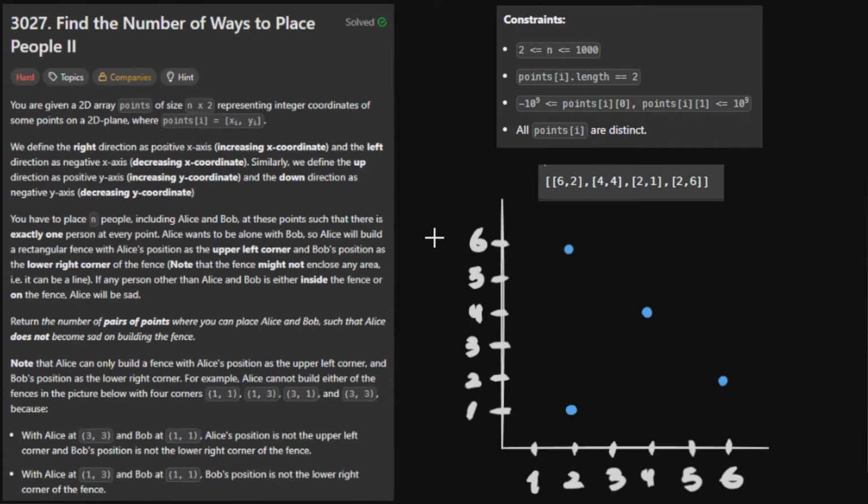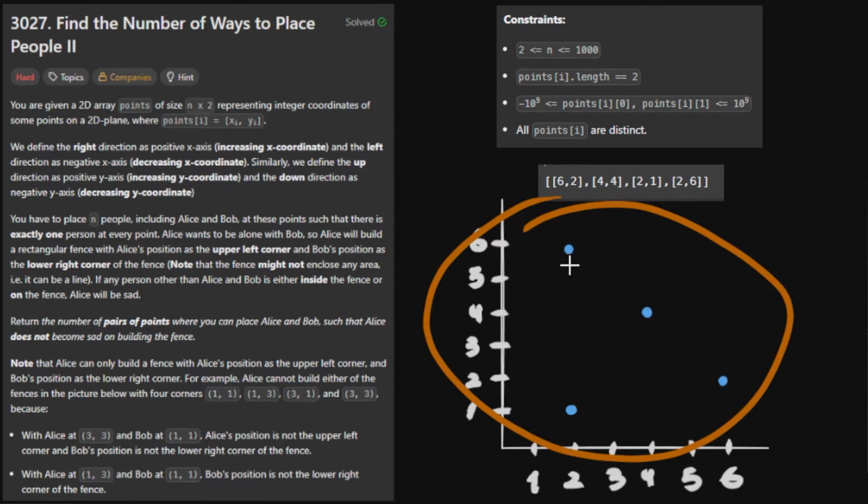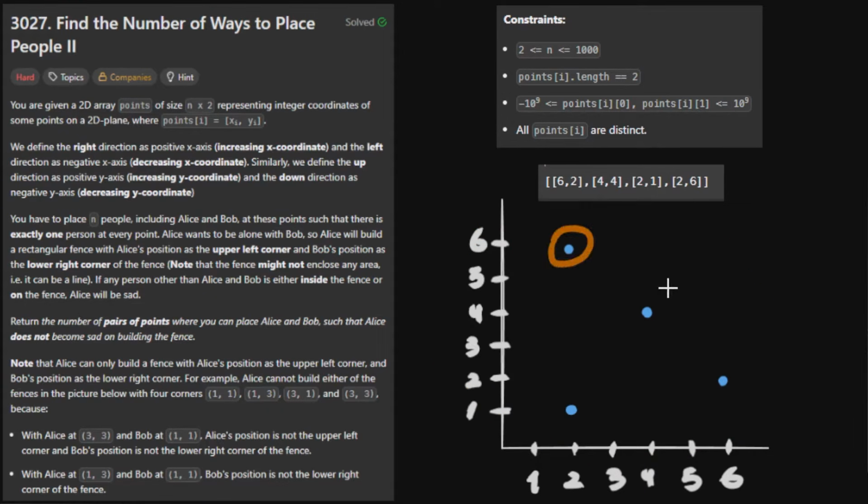So just to be clear, we are given the coordinates for some points in a 2D plane. So let's say we're given this. Here is the visual representation of the points. And we need to find the number of pairs such that for each pair we have point A in the top left corner and point B in the bottom right corner. So this is a valid pair. Now, if we have some point in between these two, this is not a valid pair. So for this example, we have one valid pair here, another valid pair here, and another valid pair here.